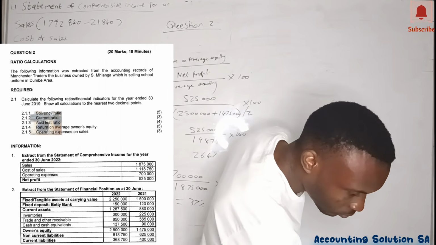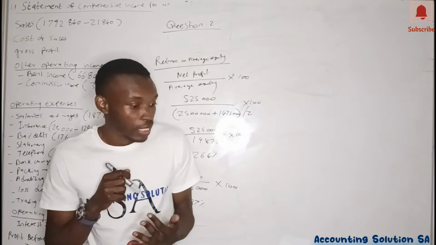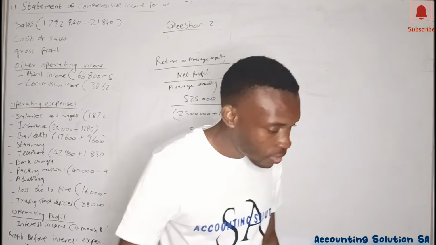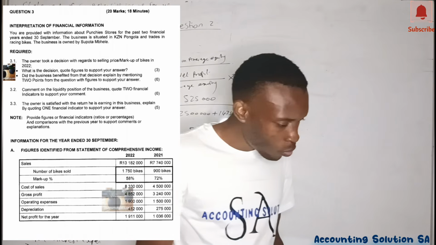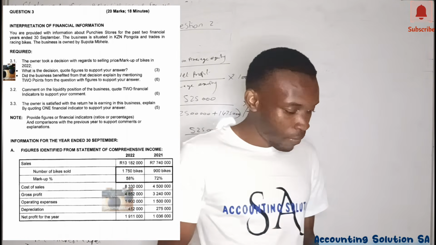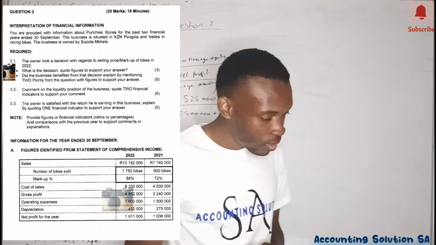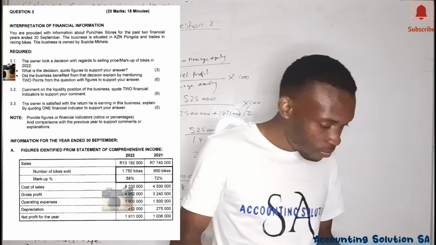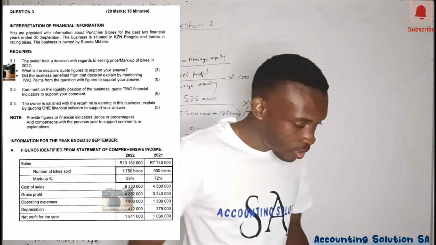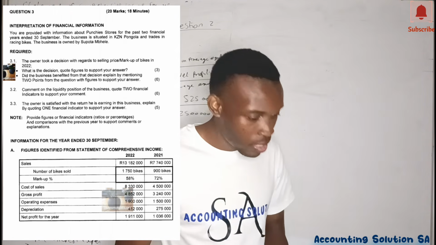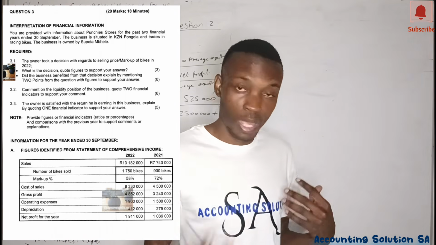Question 3 is about interpretation of financial statements. You are provided with the information of Ponchisto for the past 2 financial years ending 30 September. The business is situated in KZN, Pongola, and trades in racing bikes. The business is owned by Supporter Bele. Required: the owner took a decision with regard to the selling price and markup in 2022. They said the owner changed a markup.